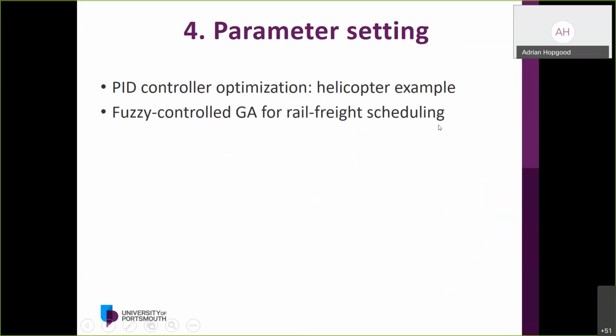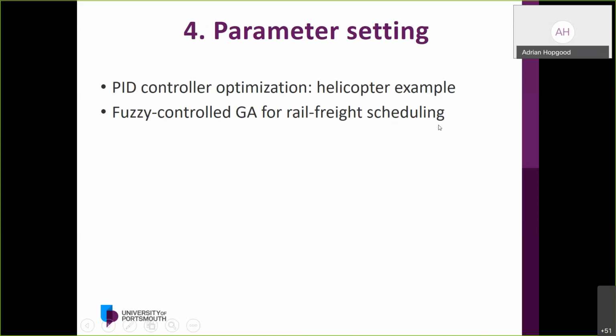My fourth justification for hybrids is parameter setting, and we've already touched on a bit of this. First of all, the PID controller, proportional integral derivative controller for the helicopter control, you may remember, used a genetic algorithm for setting the parameters of a PID controller. So the PID controller is one technique, the genetic algorithm is another. So you're using one technique to set the parameters of another. I won't go into that again.